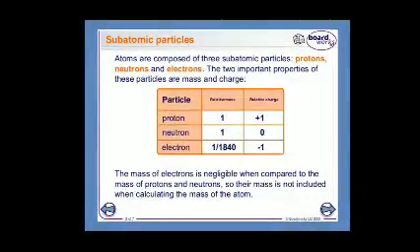Subatomic particles. Atoms are composed of three subatomic particles: protons, neutrons, and electrons. The two important properties of these particles are mass and charge.